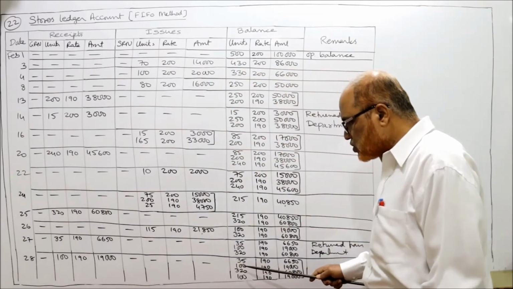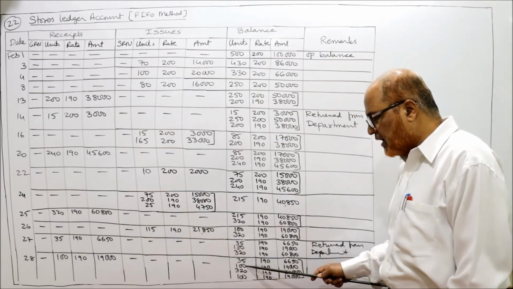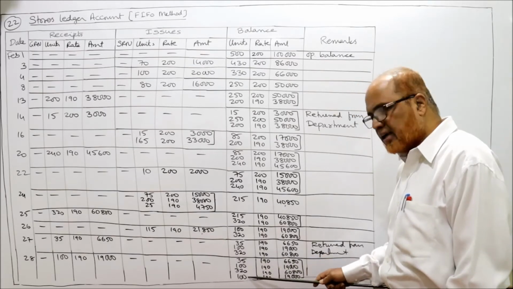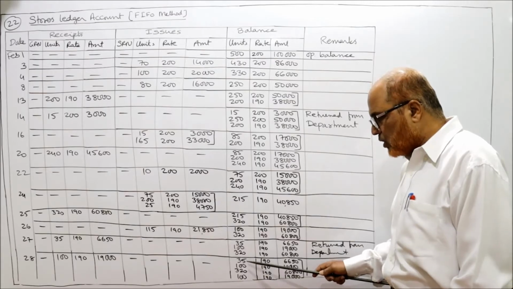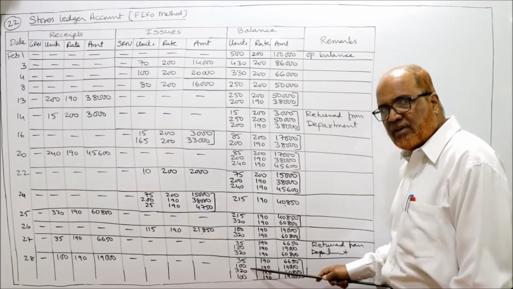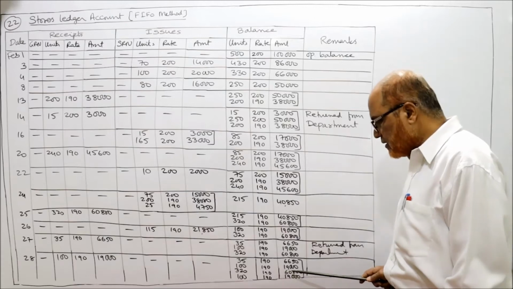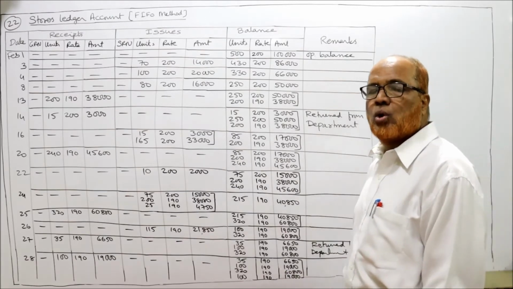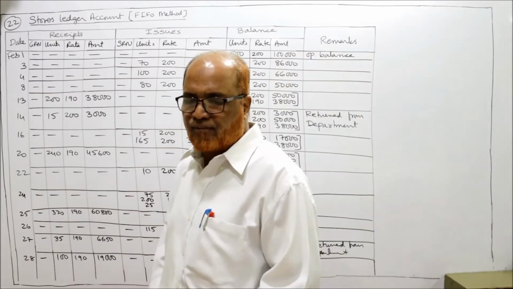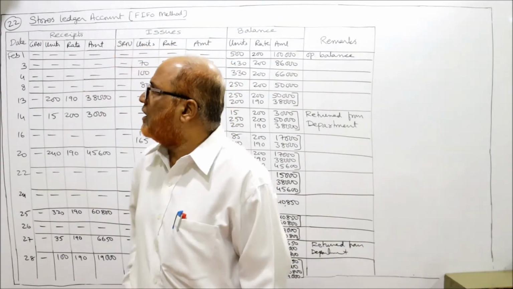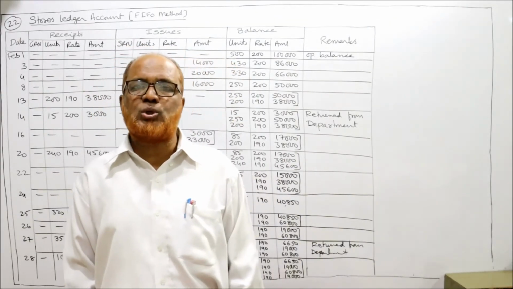Now the total stock is 35, 100, 320 plus 100. The new stock purchased is 100. So totally 4 lots we have, and all the 4 lots are priced at 190 rupees. So this is the value of the closing stock on 28th Feb. So this is the end of problem number 22.